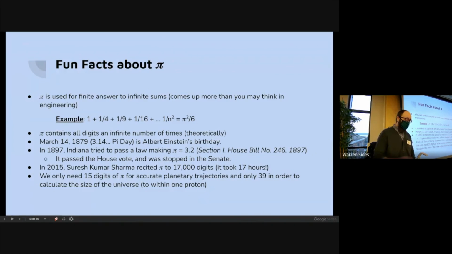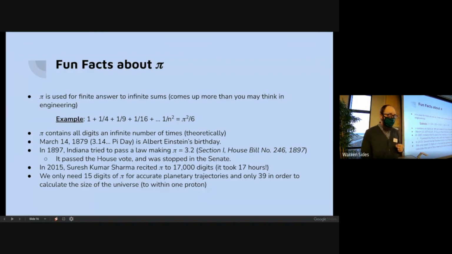So there you go. On the other side of that, the really good pi stuff, in 2015, Suresh Kumar Sharma, who was a vegetable vendor, right? He's worked in a market, recited pi to 17,000 digits, blindfolded. Took him 17 hours to recite pi. Just to be clear, it took longer than that for the computer to calculate it first. But notice, 17,000 digits, that's a lot of time.